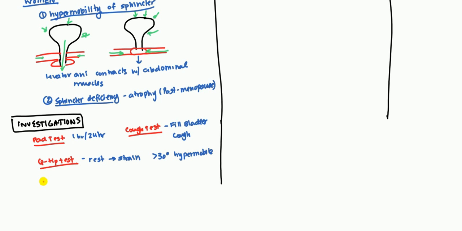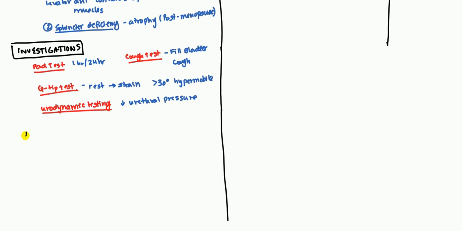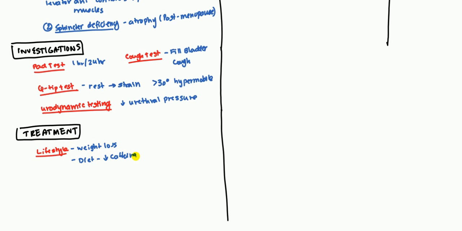Next is going to be urodynamic testing. And that's the kind of testing we talked about before. And generally what you'll see is that they have a low urethral pressure. Finally, what kind of treatment options are there? First, we're going to talk about some lifestyle treatment options. The first is weight loss, because people with higher weight tend to have more stress incontinence. Changing diet, such as decreasing caffeine and all these things.